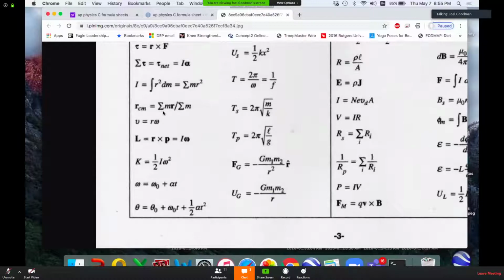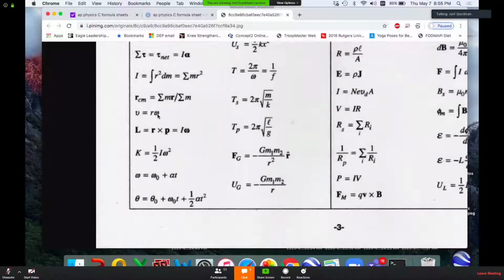This is the x center of mass. The x center of mass is equal to the sum of all the, what they call moments, mass times a distance, divided by the sum of the masses. It's essentially like getting the torques to cancel. V equals R times omega.